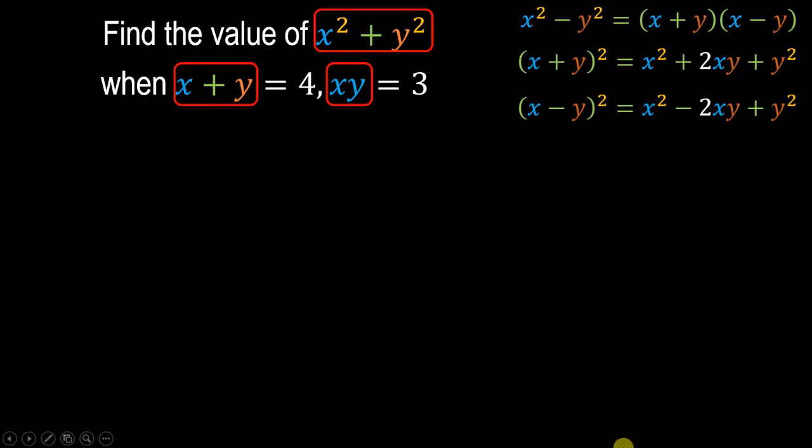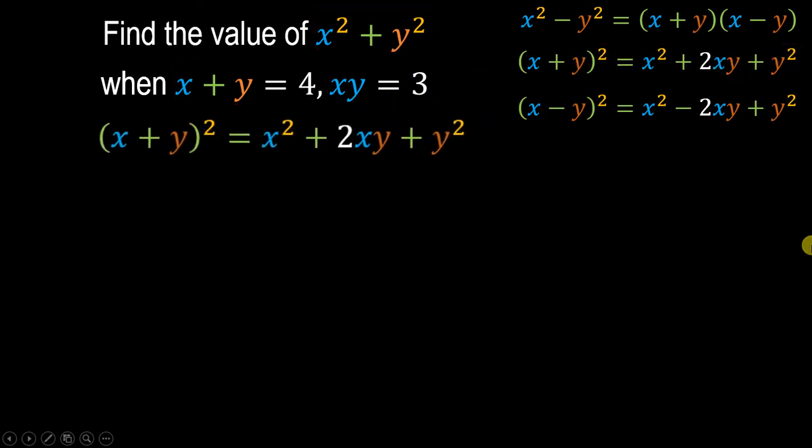Don't be confused: you might think the first identity has all of these three terms, but that one is positive. Here we have negative, so we cannot use this, so reject it. Next, we have x plus y, then x and y squared. We can switch their positions, so we can have x squared plus y squared, and the last term we have is xy, which is also given. That means this is the identity we can use to solve this problem.